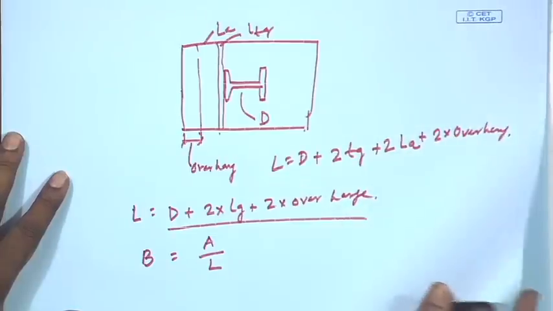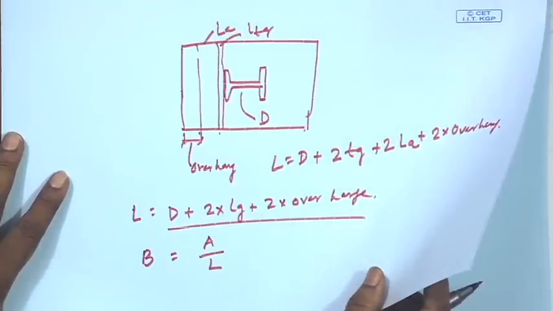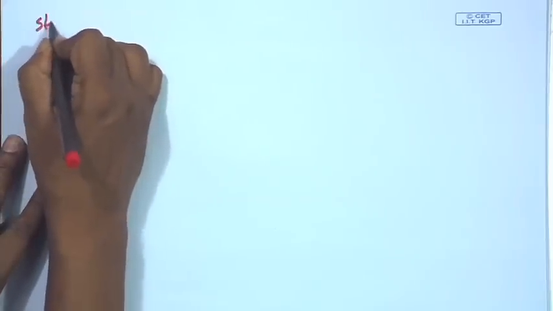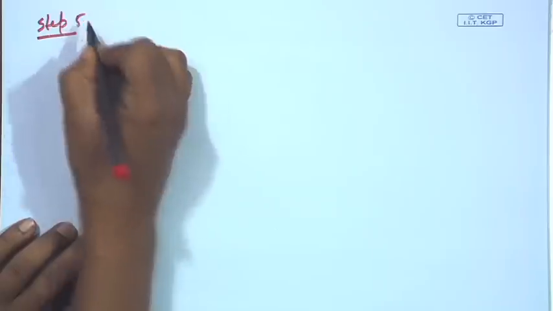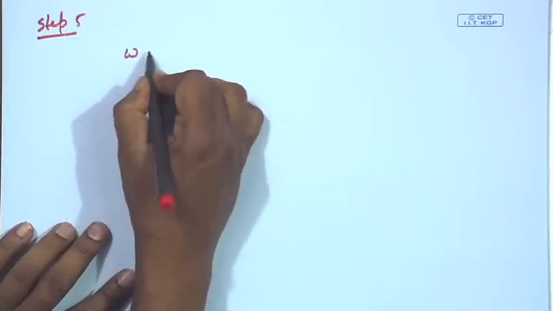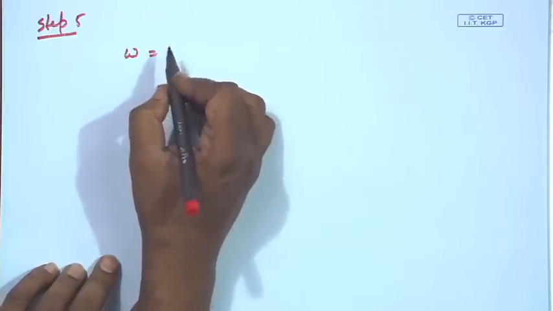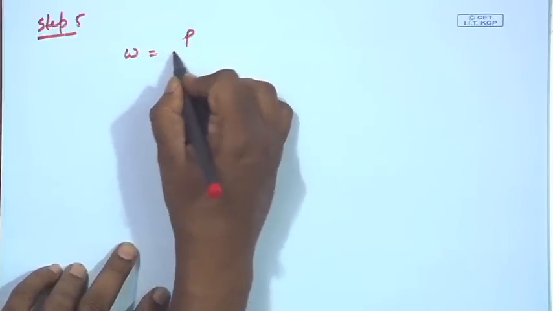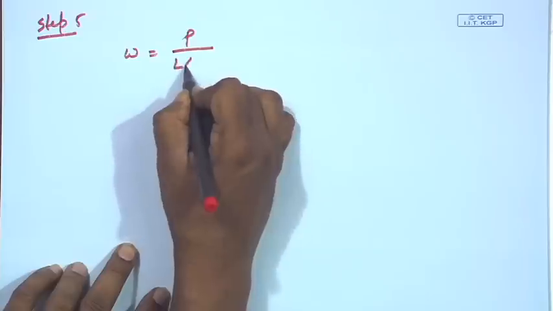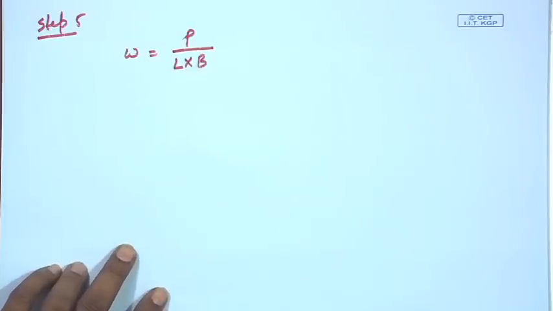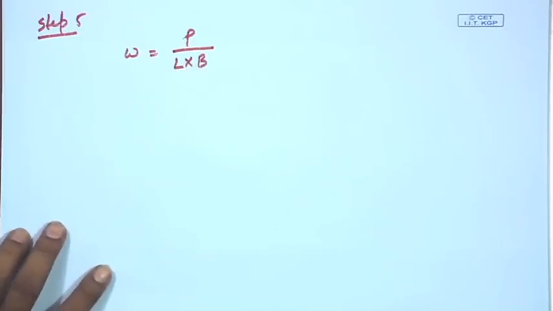Now we have to find out the thickness of the base plate. For the thickness of the base plate, we will calculate the intensity of pressure. So, in step 5, we will calculate the intensity of the pressure coming from the concrete to the base plate, that is the total load divided by the area of the base plate. Area of the base plate is L into B. So, the intensity of pressure is found.